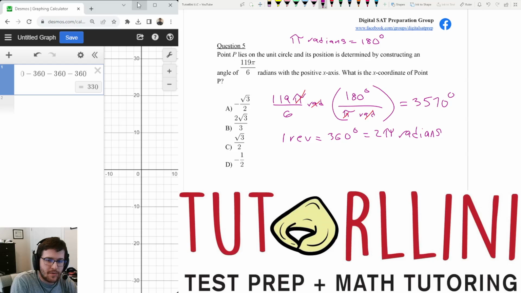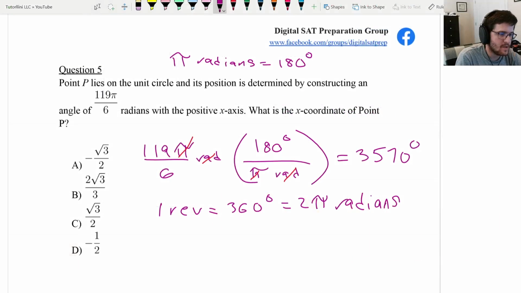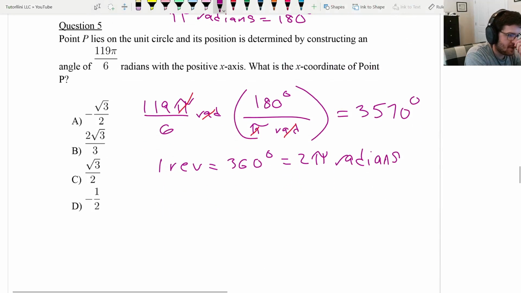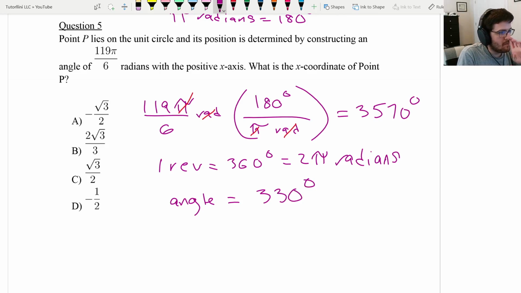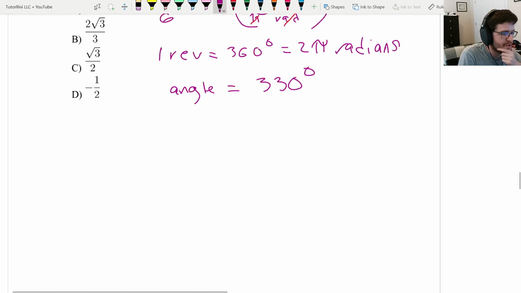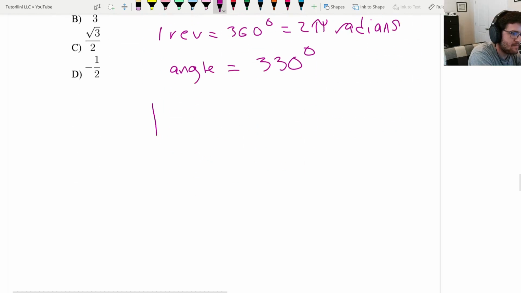Great. We subtracted 360 over and over until we got to a number between 0 and 360. This coterminal angle is 330 degrees. So this angle is coterminal with 330 degrees. Great. Now we can draw a diagram.